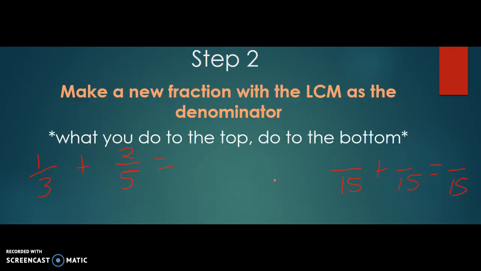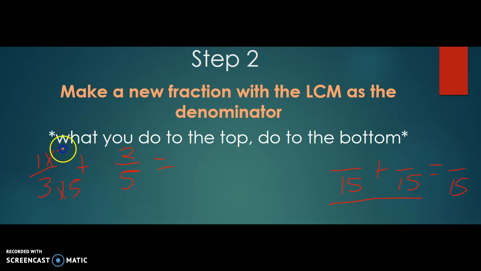Step 2, we're going to make a new fraction with the LCM as the denominator, or least common multiple, like we just did in step 1. So over here I have my new denominator, which is 15, the number we found in our list in step 1. So now I need to make my top numbers new for my new fractions. So what did I multiply 3 by to get 15? Multiply by 5. Remember what we do to the top, we do to the bottom, or what we do to the bottom, we do to the top.